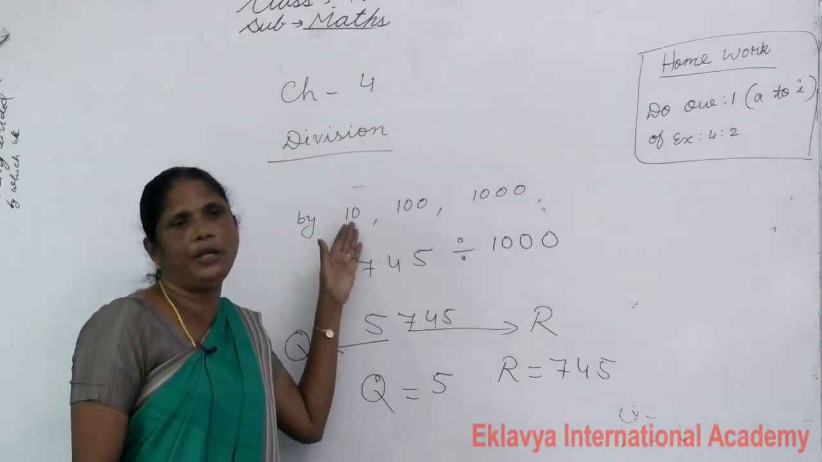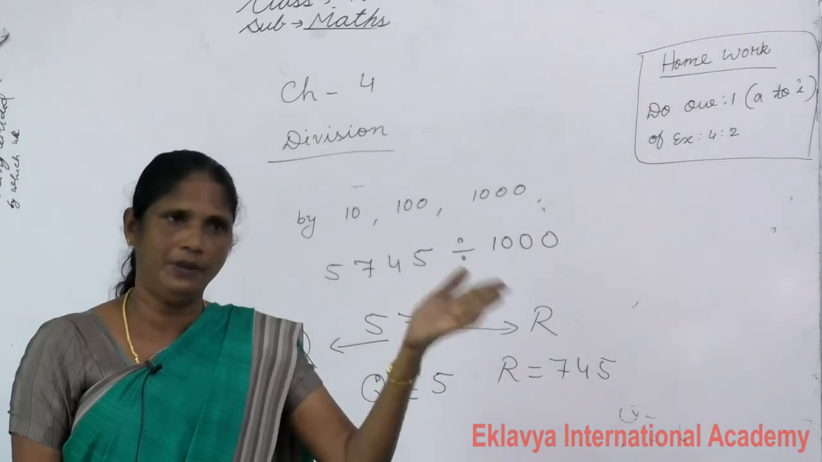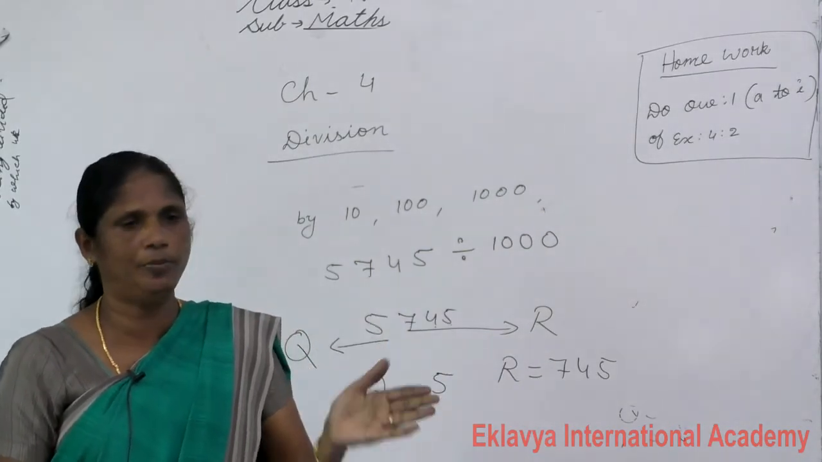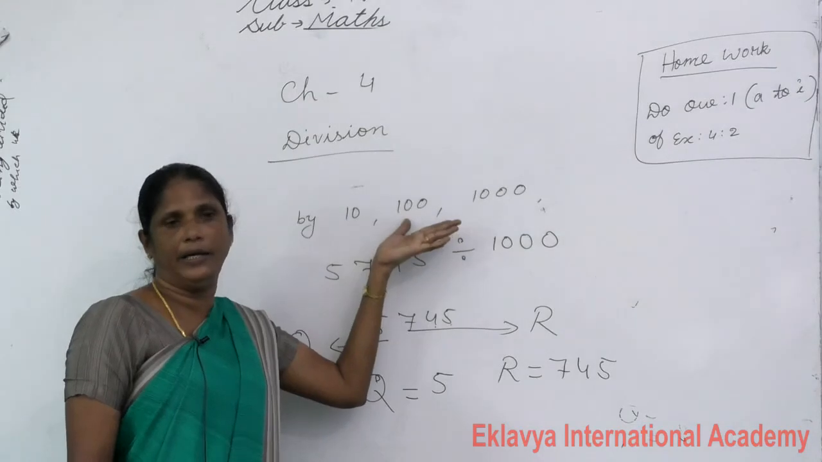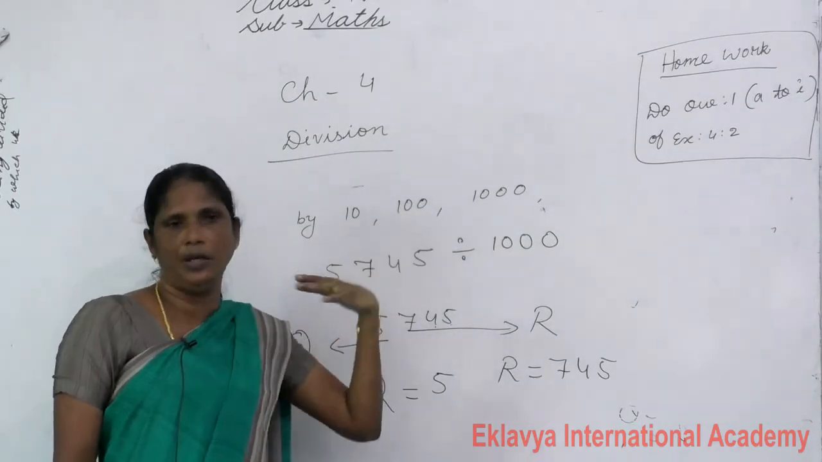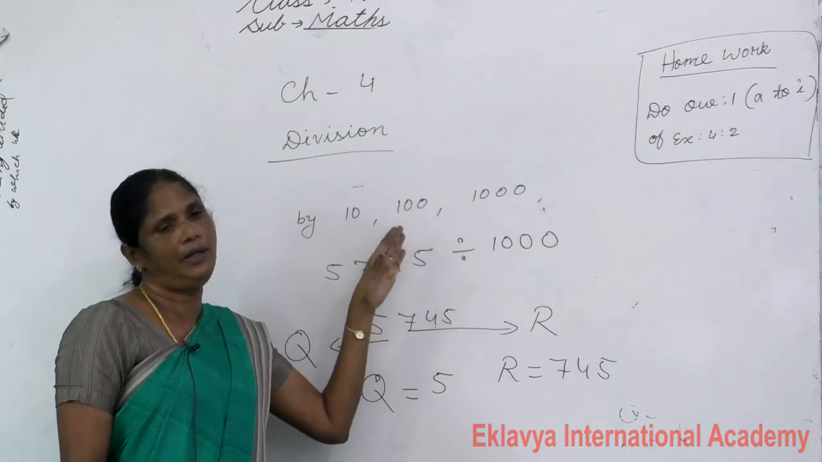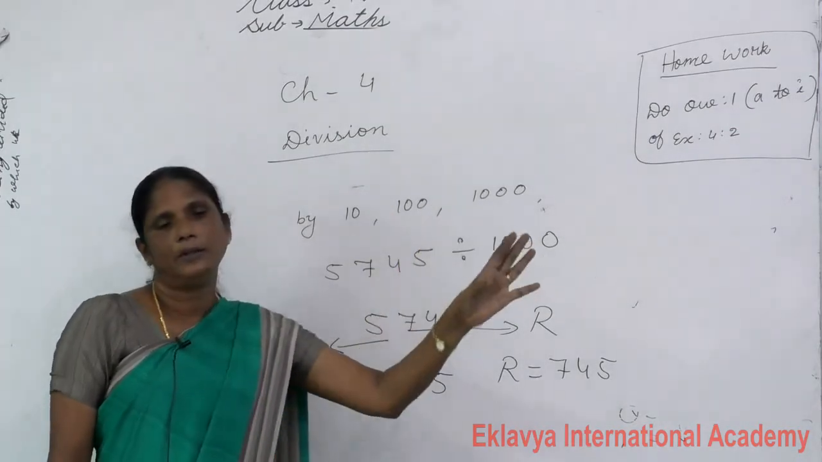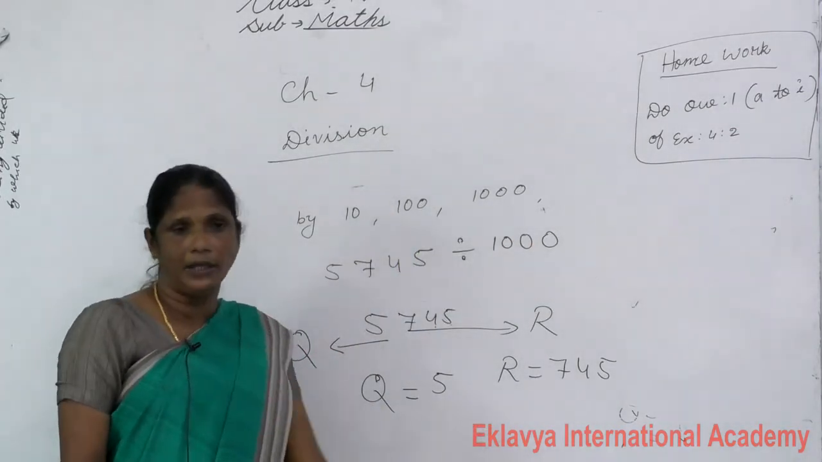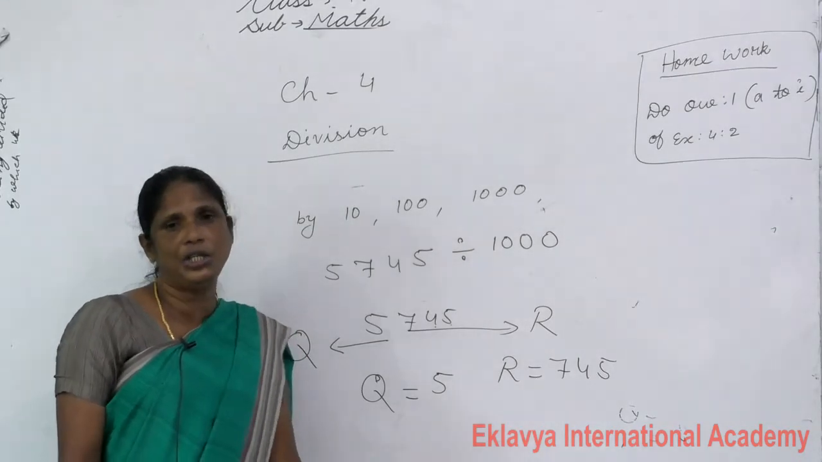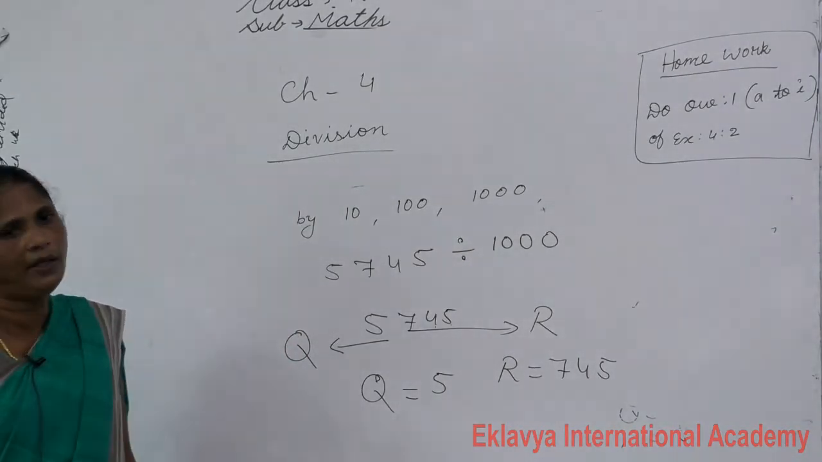Understand? Again, we divide by 10, we remove 1 digit from the right hand side of the number. Again we divide by 100, 2 digits removed from the right hand side. Again we divide by 1000, 3 digits removed from the right hand side of the number.